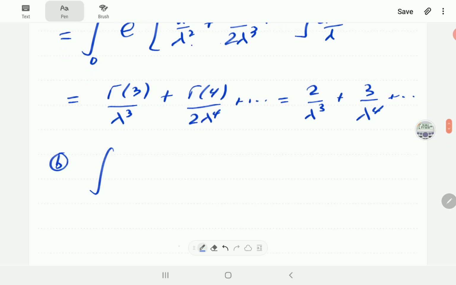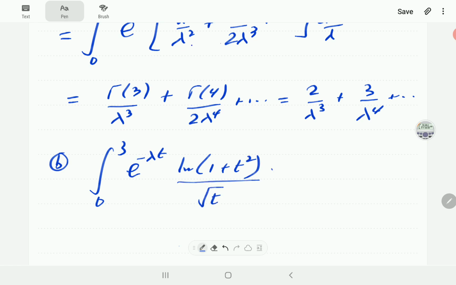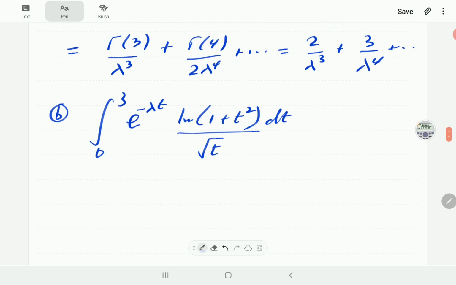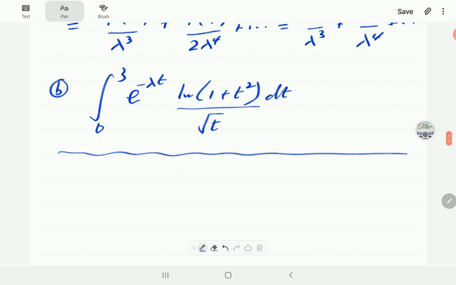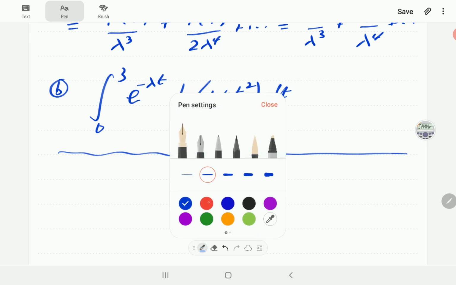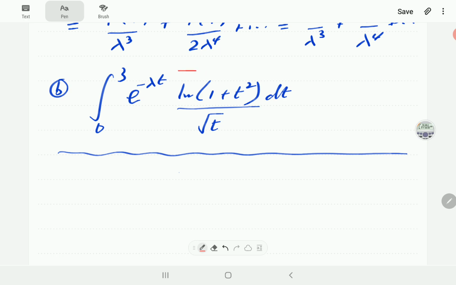So in B we've got the integral from 0 to 3 of e to the minus lambda t times ln of 1 plus t squared, divided by square root t. In this case we are going to have to work out the first two terms of the Maclaurin series of ln of 1 plus t squared. So this here is our f of t.